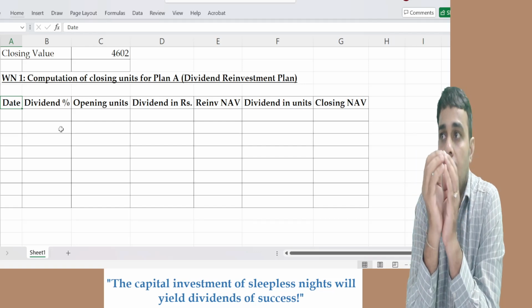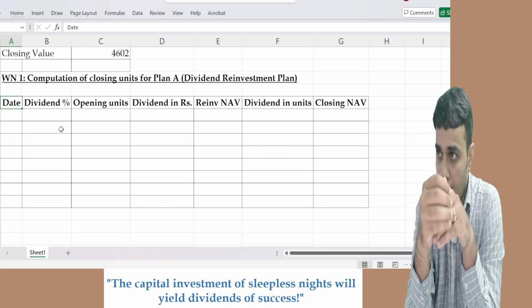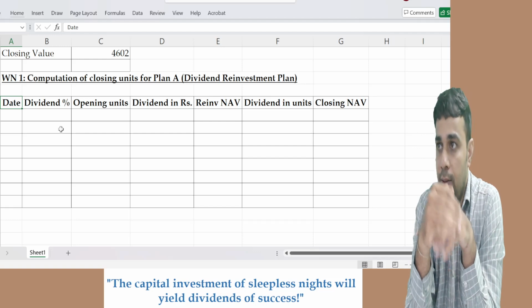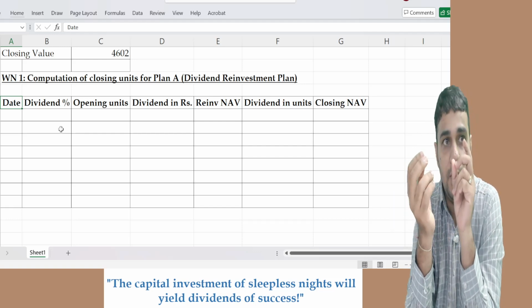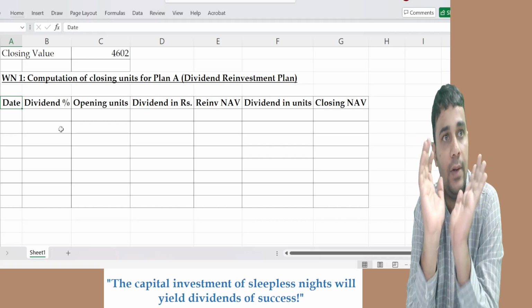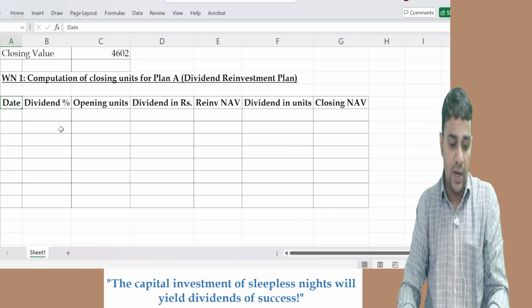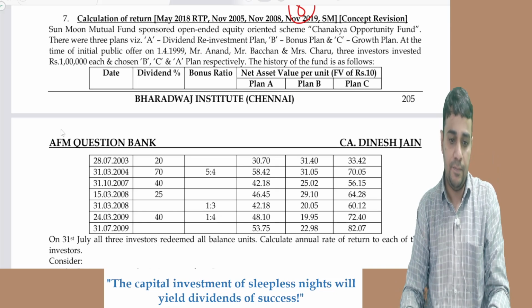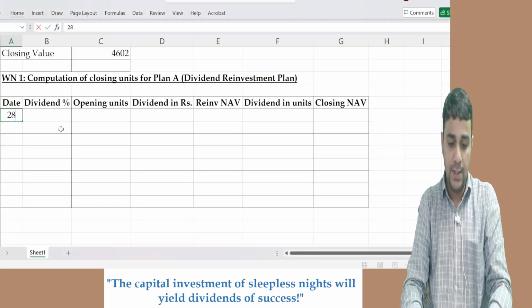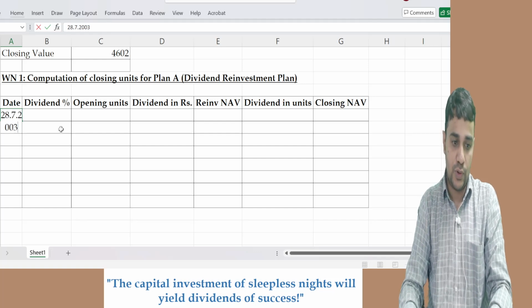This will give me the closing units for the first one. That will become the opening for the second one. This will give the closing for second, third. We will do one period. Beyond that, I will just show and then proceed forward. When is the first dividend declared? So write 28/7/2003.